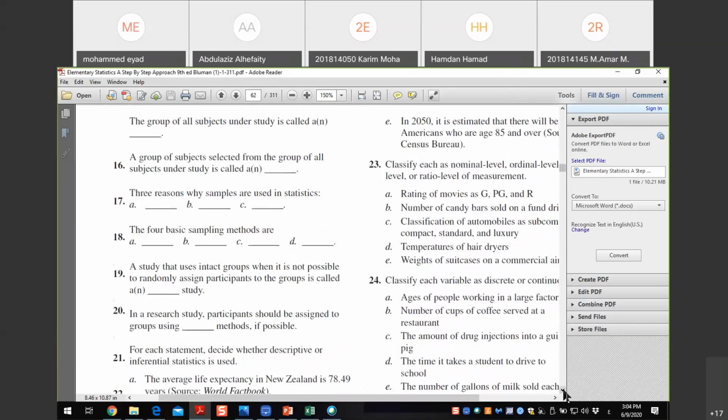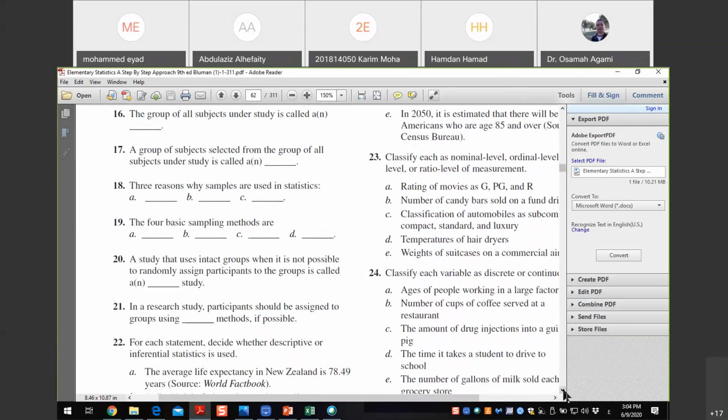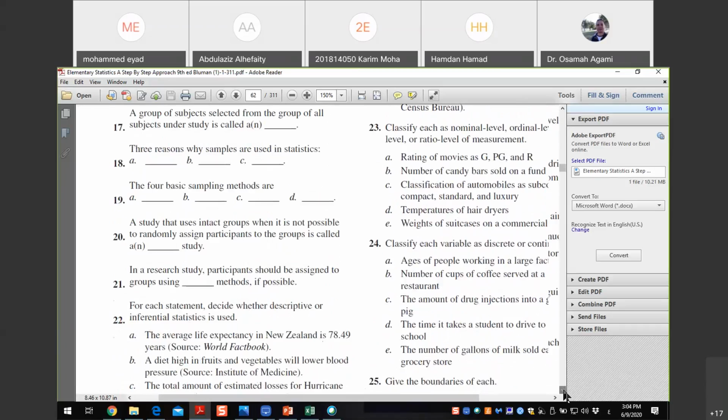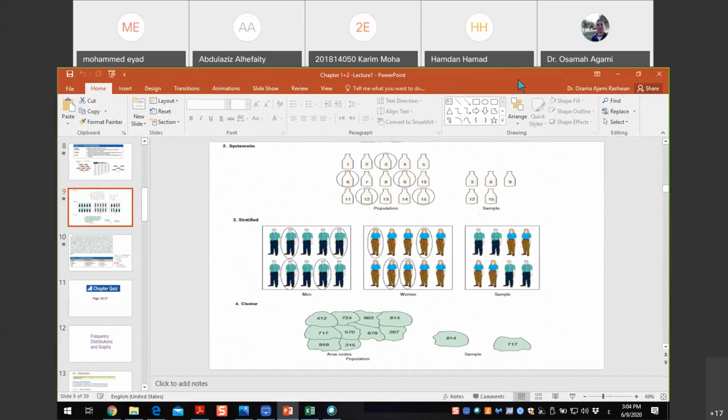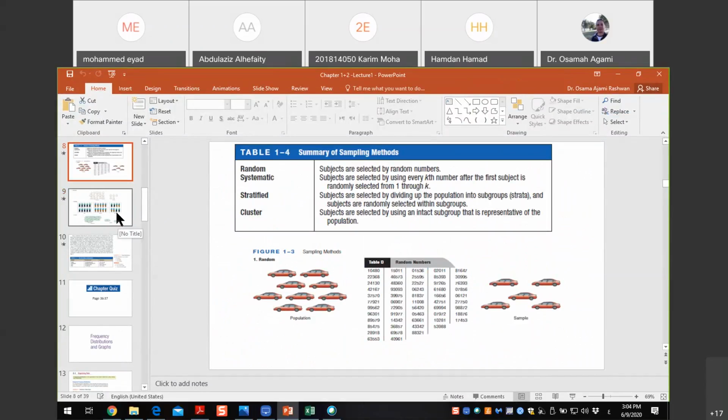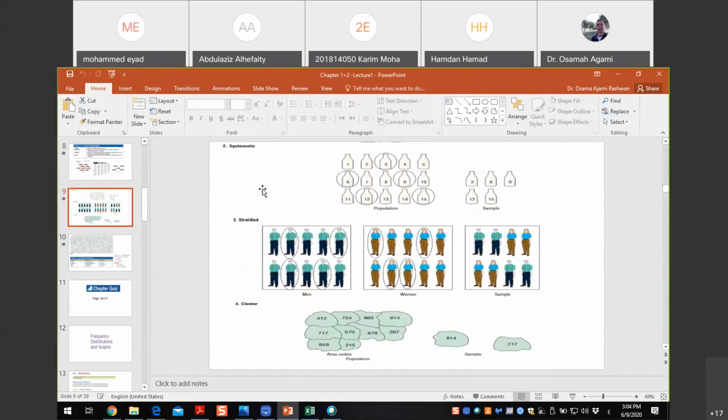Number 19, the four basic sampling methods are... I'll give you the answer here. Can you read this one? First, you have random sample, you have systematic, and you have stratified, and you have cluster. Is your pronunciation for this one okay? Yeah. Okay, that's fine. I know.